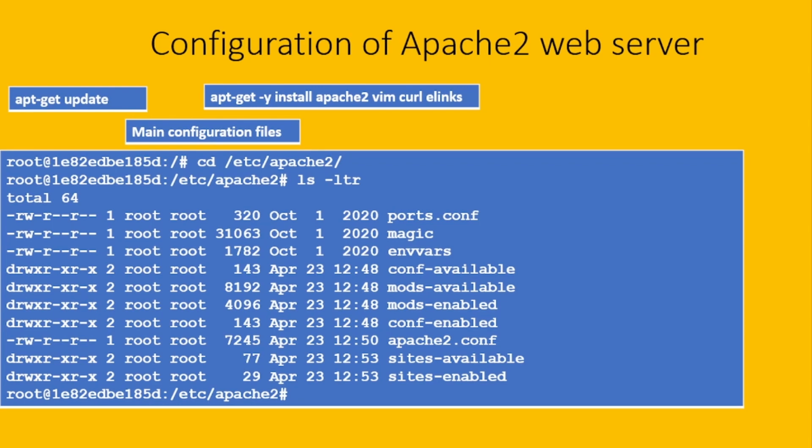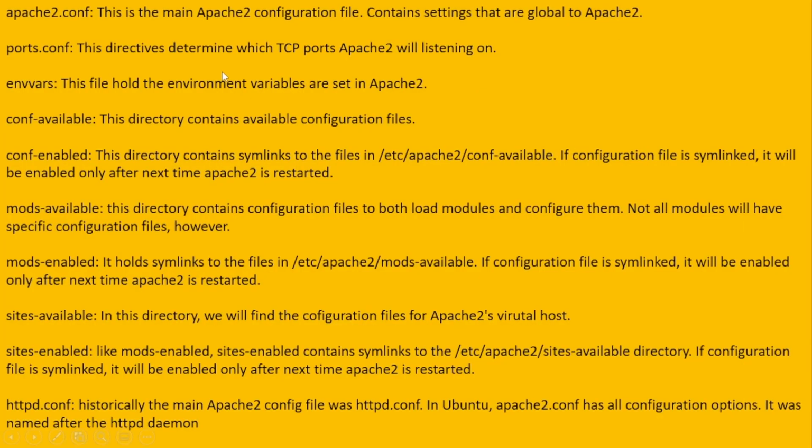The very first one is the apache2.conf file. This is the main configuration file, containing settings that are global to Apache 2. We need to define the port numbers in the ports.conf file, on which port number my web server is running. Maybe we can use 80 or 443 or any other port number, so we need to define that in the ports.conf file. We can use the envvars file, which holds the environment variables that are set in Apache 2.